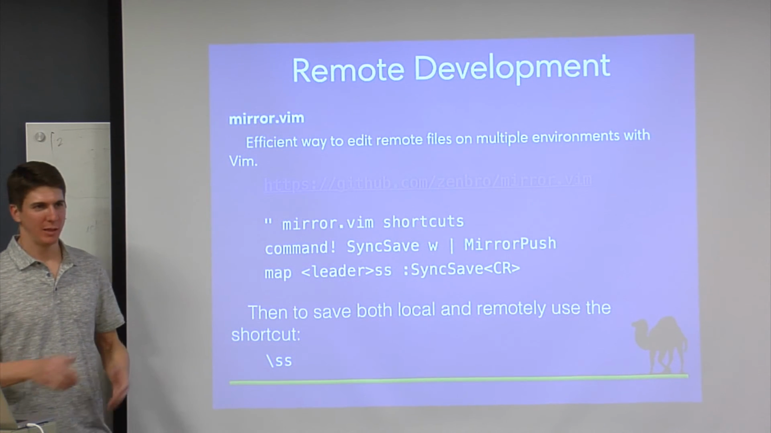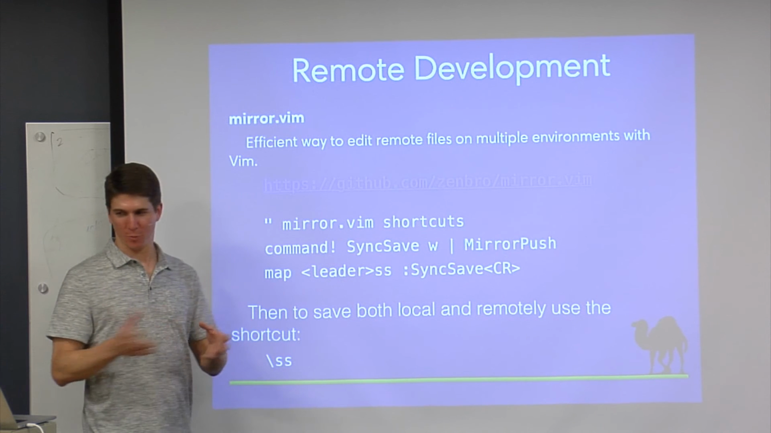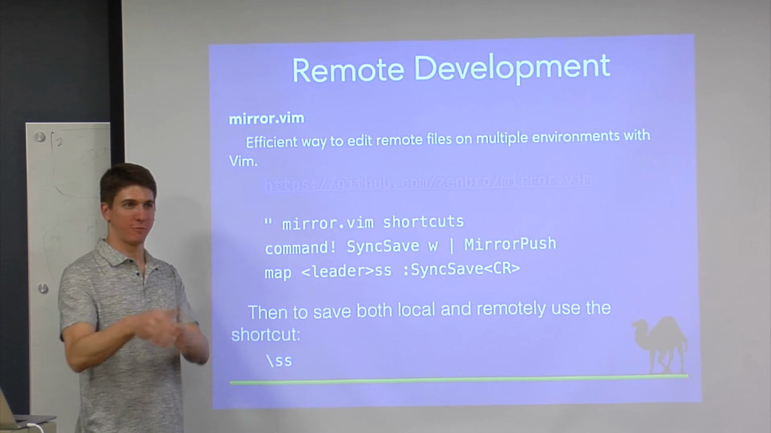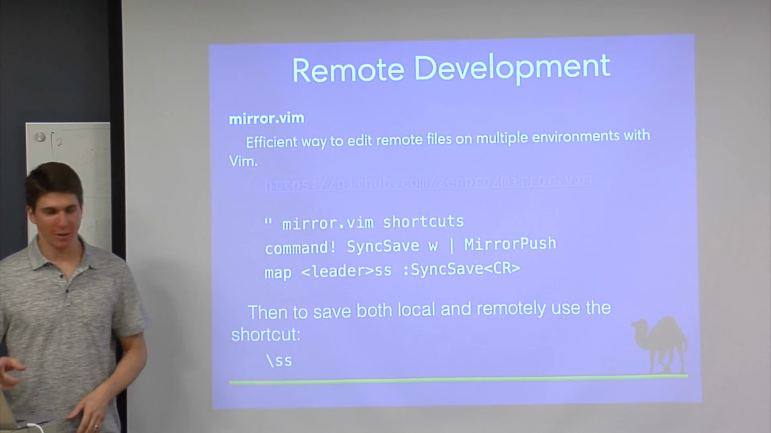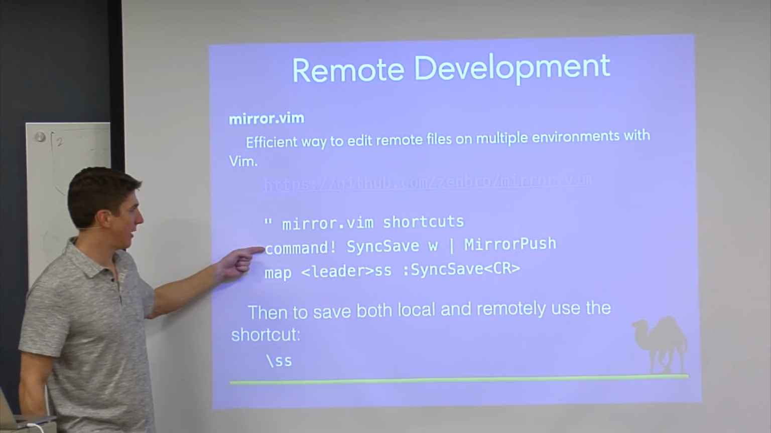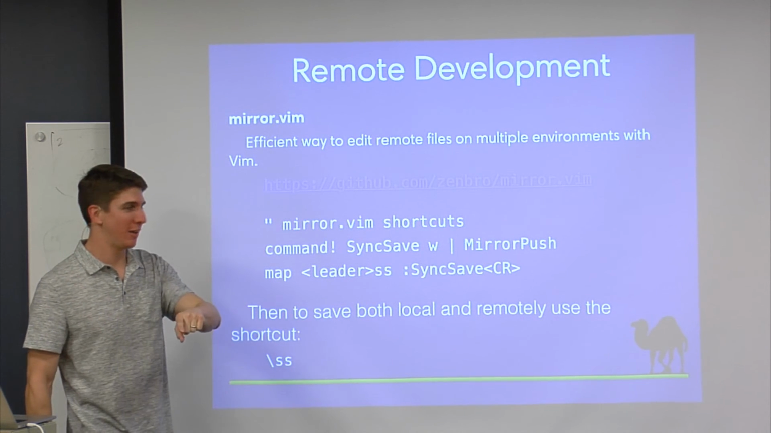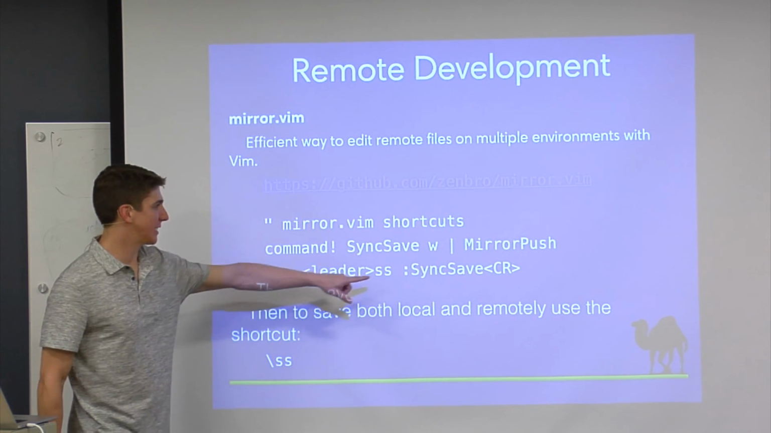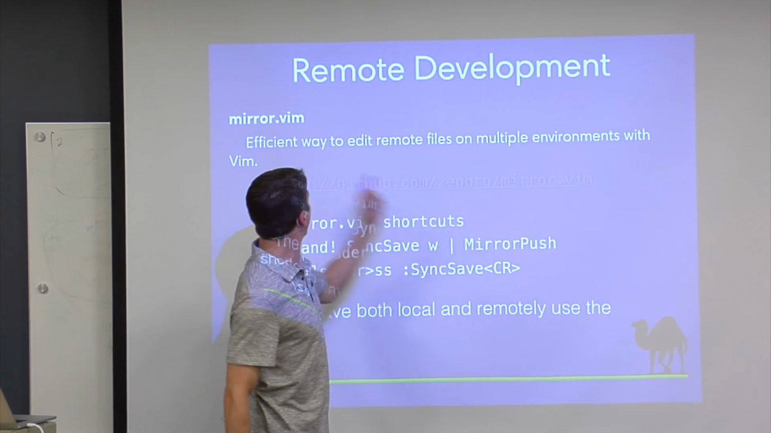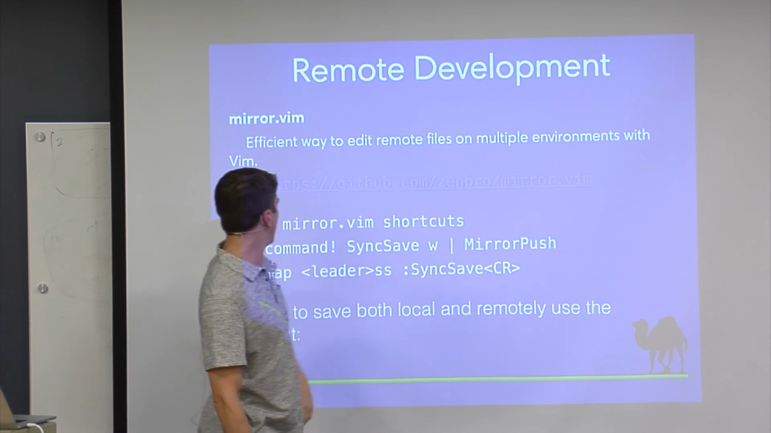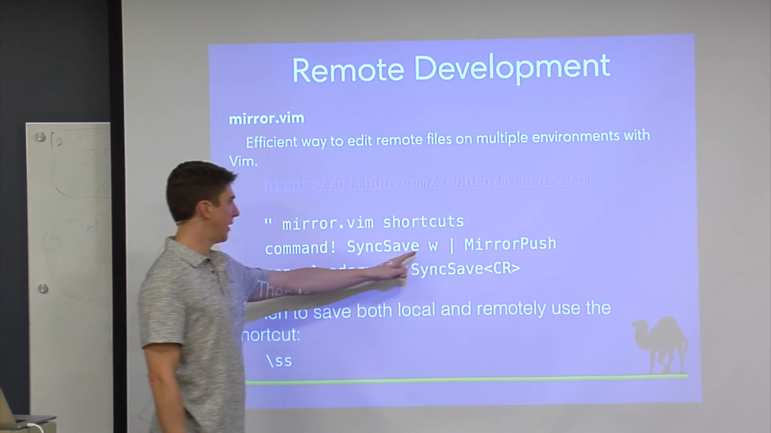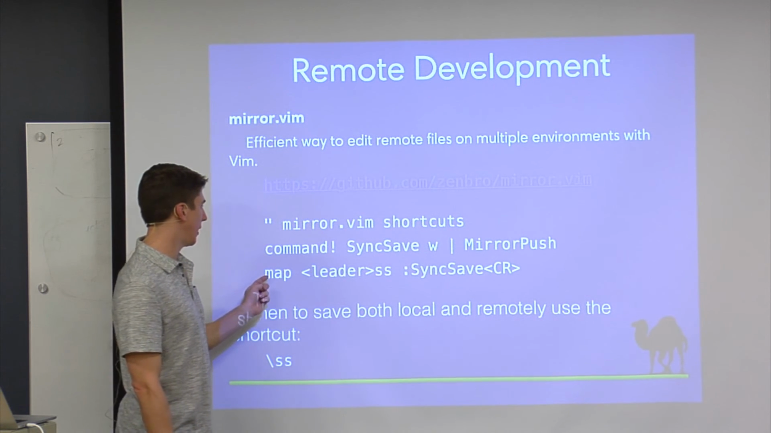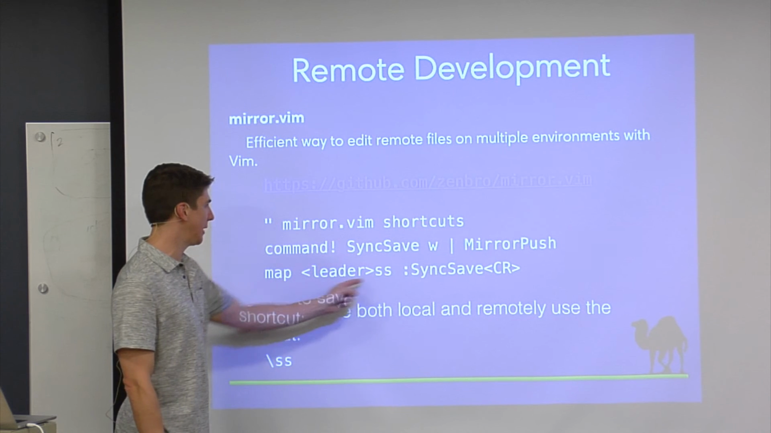MirrorVim lets you write your code on your Mac or your local machine, and then when you save it, you can save it remotely from your local machine. I've even gone a step further and made my own command so that it's saving locally and remotely at the same time. I call it sync save. The command that I use from this plugin is called mirror push. So when I run the command sync save, it writes and then runs a mirror push. Then I mapped the sync save command to leader SS.